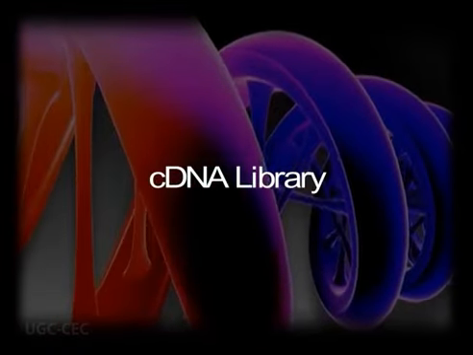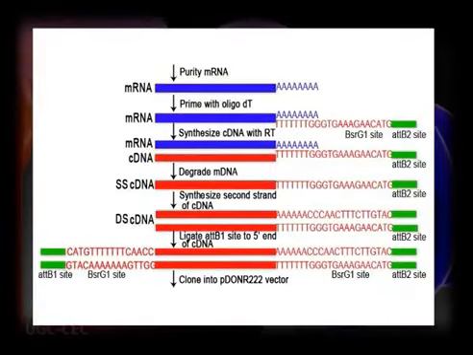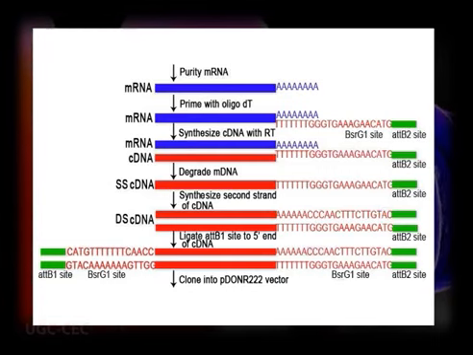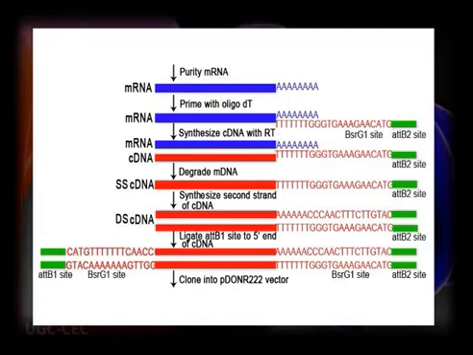Then what is a cDNA library? A cDNA library represents the expressed part of the genome. The mRNA isolated from a specific tissue or at a specific developmental stage is first converted into complementary DNA, or cDNA, with the help of an enzyme called reverse transcriptase.